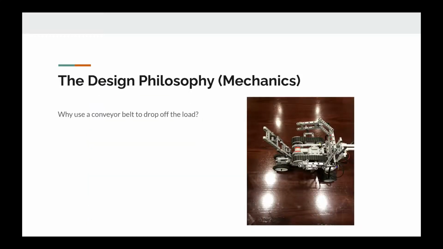Okay, so why use a conveyor belt to drop off the load? We tried different methods to drop off the load, but we figured out that using a conveyor belt was the most efficient method because it's much easier, it requires fewer parts, and it was very effective in dropping the load upright.